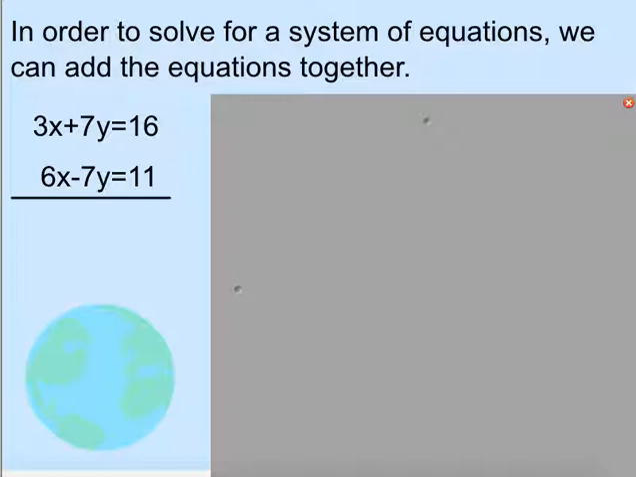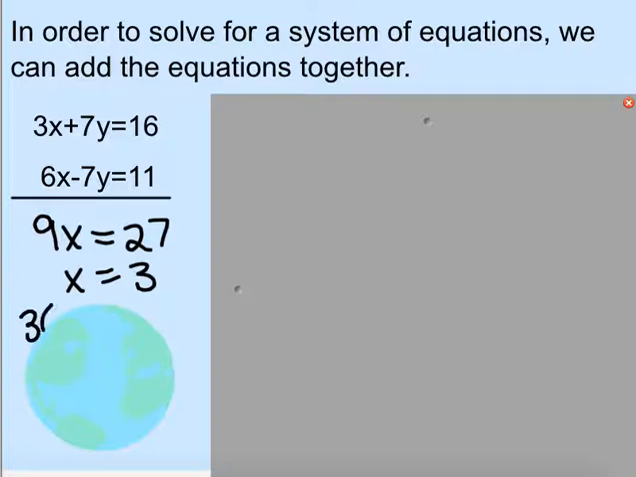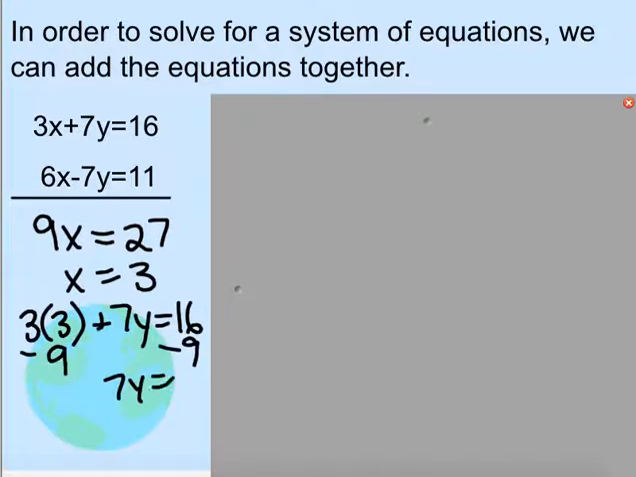Let's try another one. So when we add these up, we see, okay, 3x plus 6x, we get 9x. 7y minus 7y, it eliminates the y, and 16 plus 11 is 27. We can divide by 9 and get x is equal to 3. Now we can plug that 3 back in for x in either of the equations. Let's do 3 times 3 plus 7y is equal to 16. So I can subtract 9 on each side, and I get 7y is equal to 7. So y is equal to 1. The coordinate pair for this solution is 3, 1.